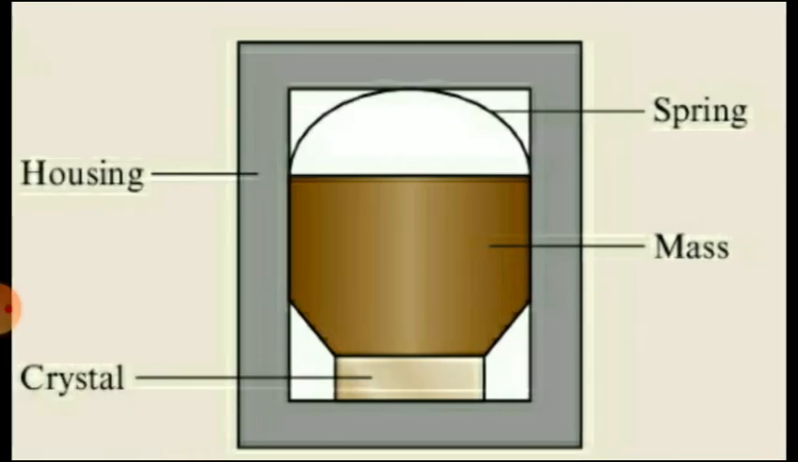So you can see the diagram of the piezoelectric accelerometer. There is a housing, there is a mass. At the bottom of the mass, a piezoelectric crystal is mounted, and at the top there is a spring.